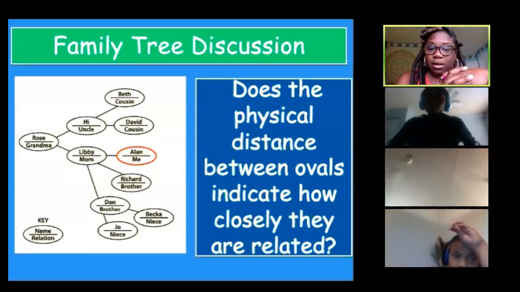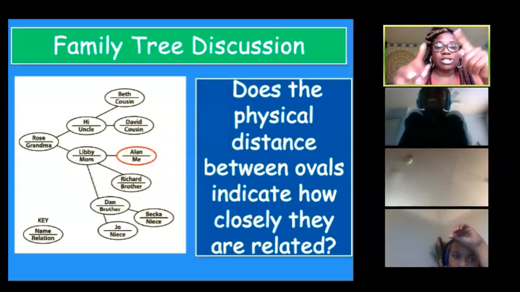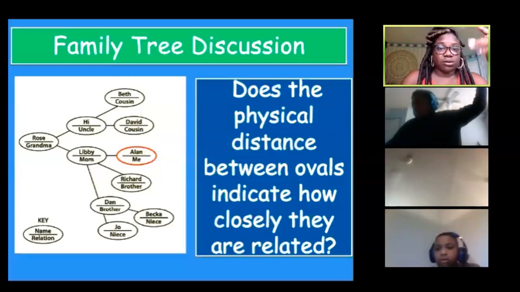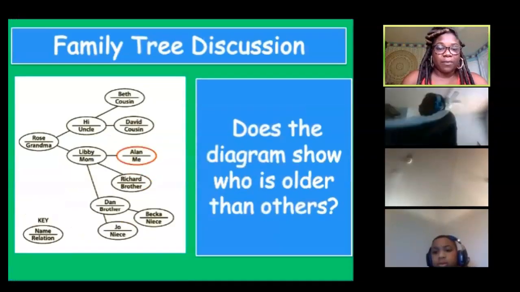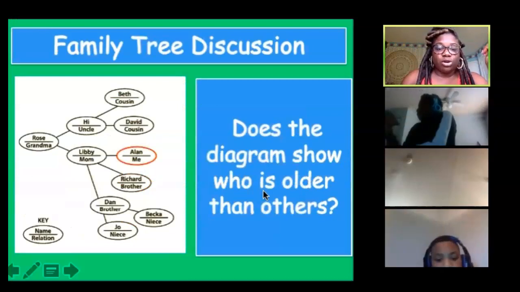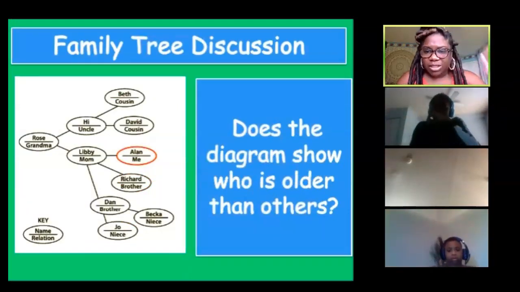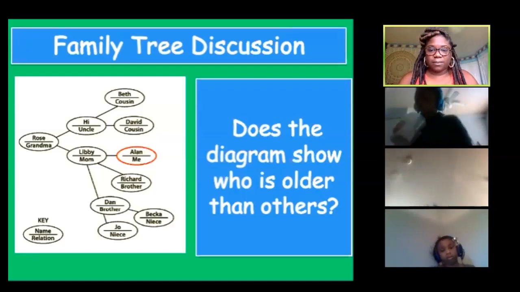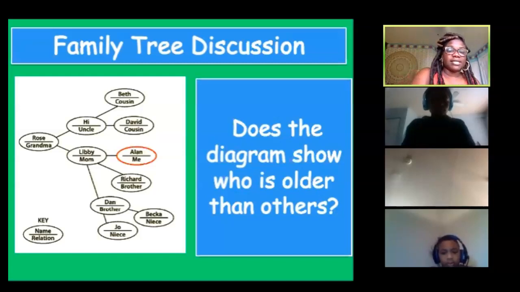Great. All right, so let's look at the next question. Remember, these are all in your notes. This is the orange section. So when I look at your notes today, I should see yes or no, and why. Next one. Does the diagram show who is older than others? Respond in the chat. Does the diagram show who's older than others? I like your answer, Kylie. I agree too. Let's see who else is going to say it. I'm going to give y'all 10 more seconds to think. Does the diagram show who's older than others?